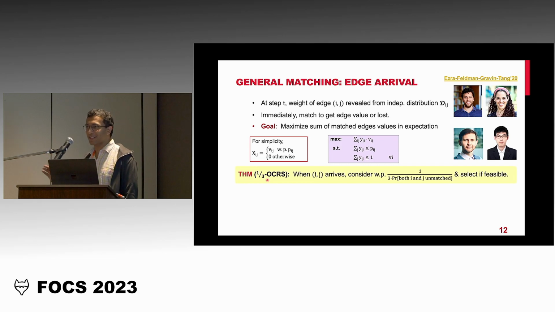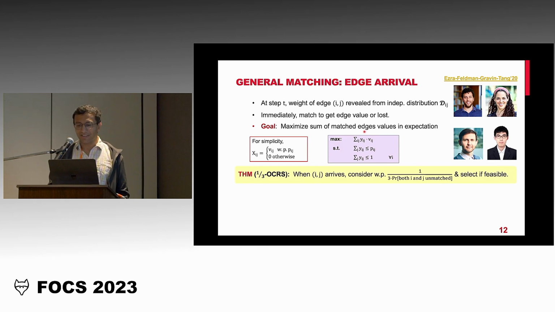So again, the OCRS question is, if I give you a fractional solution, some y's, which are feasible in this polytope, and the ijth edge is active with probability yij, are you going to take it or not? You have to make this decision. And of course, the constraint that you have is that no vertex should be matched more than once. It should be a valid matching.